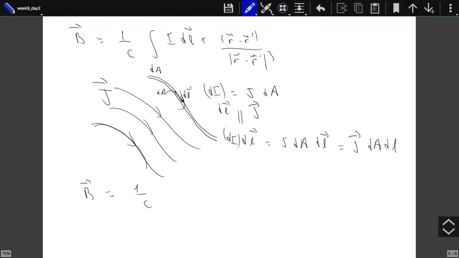Well, I'm integrating over each one of these lines. Furthermore, I'm summing over all these lines, that is, I'm summing over all these possible dAs. But that is, I'm integrating over the whole volume: dV J cross (R minus R prime) over |R minus R prime| cubed.